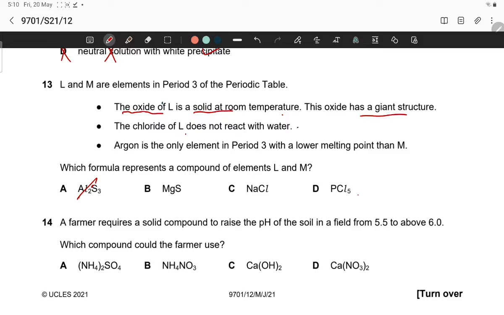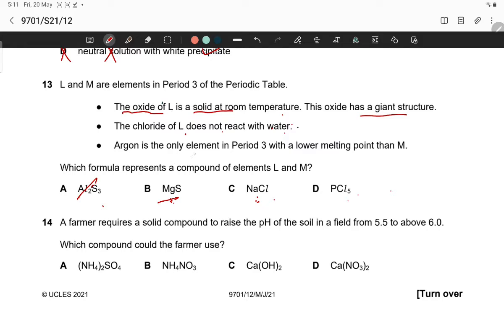Okay, the chloride of L does not react with water. AlCl3 does react with water, while the chlorides MgCl2 and NaCl do not react with water; they dissolve in water. Sodium chloride also dissolves in water to form an aqueous solution. PCl5 forms an acidic solution, so it reacts with water.